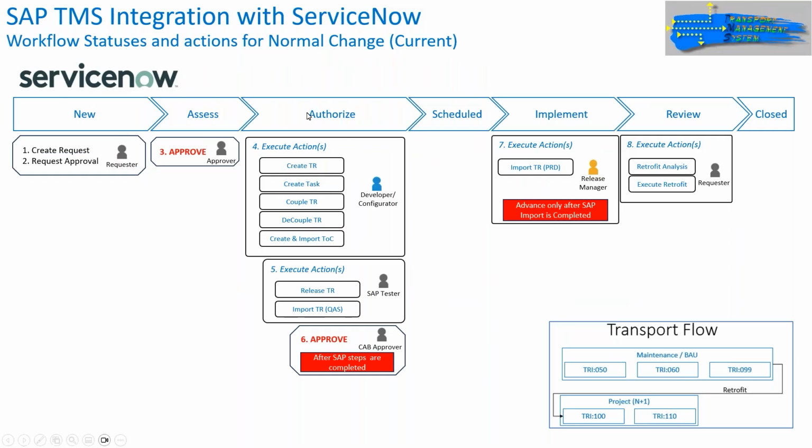As we see here, most of the actions are going to happen in authorized. So in today's example, we're going to create an ABAP transport. And then in parallel, we're also going to manage a cloud-based change that already exists, and we're going to process that through our landscape.